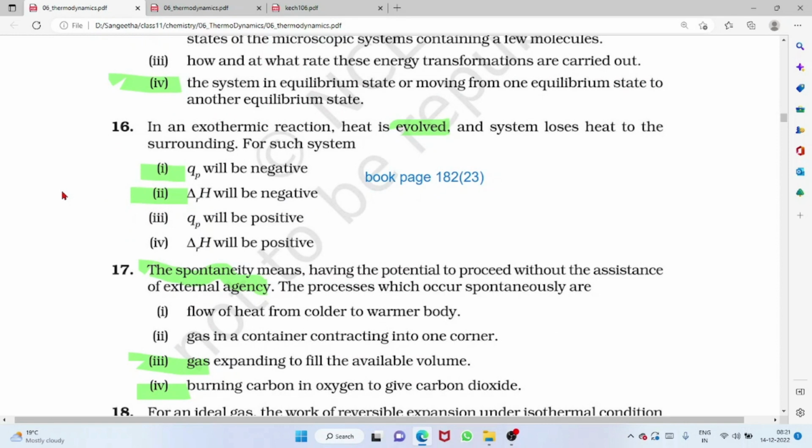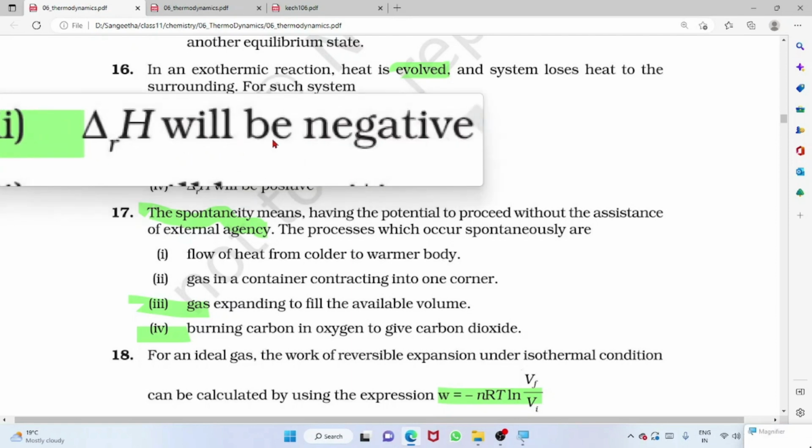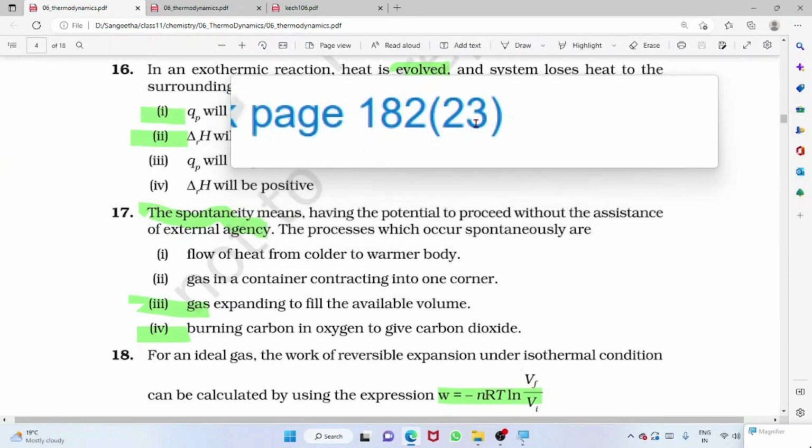In an exothermic reaction, heat is evolved, that is, released. The system loses heat to the surroundings. For such a system, this heat will be negative, okay, because it is released to the surroundings. So Q is negative. Okay, this will also be negative. That is enthalpy. Reaction enthalpy will also be negative. 23.